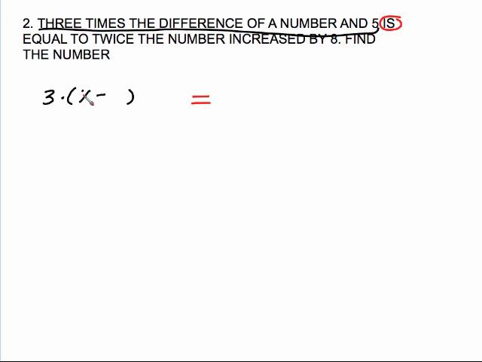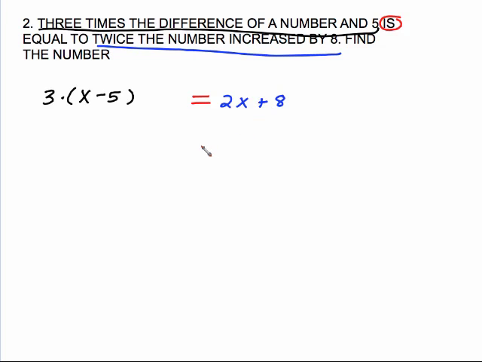The x will come first because the word number comes before the number 5. That's our translation of the left side. I didn't need the dot. I'm just showing you that it's 3 times. To translate what's behind the equal sign, it's equal to twice the number increased by 8. In order from left to right, twice the number is 2 times the number increased by 8.